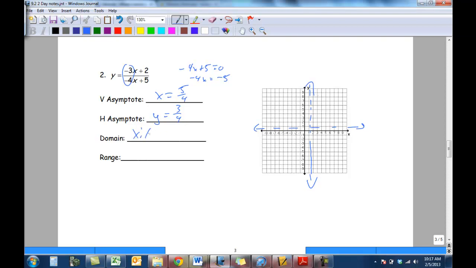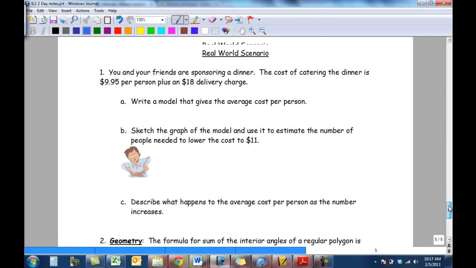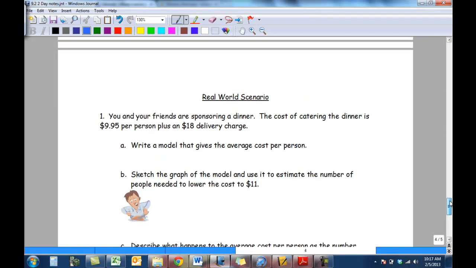Domain, all real numbers except the asymptote, 5/4, and y is all real numbers except 3/4, the other asymptote, with curly brackets. And so on. So hook up 1, 2, 3, and 4. But what I want to talk about in this video are the word problems.